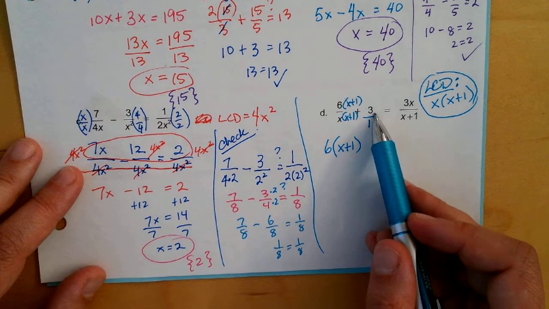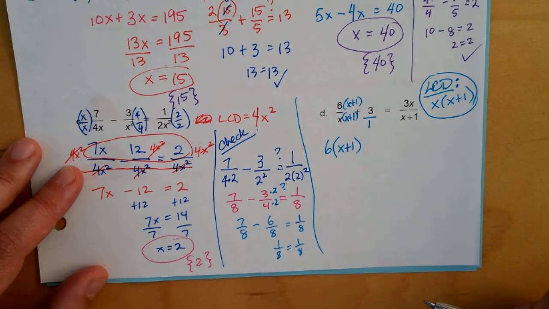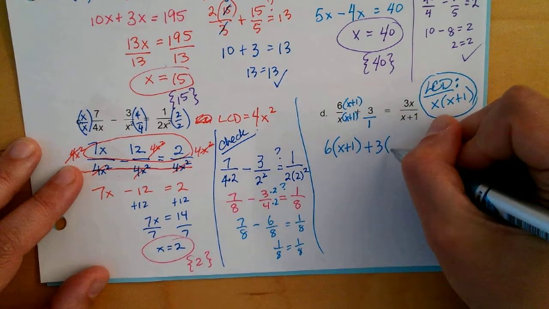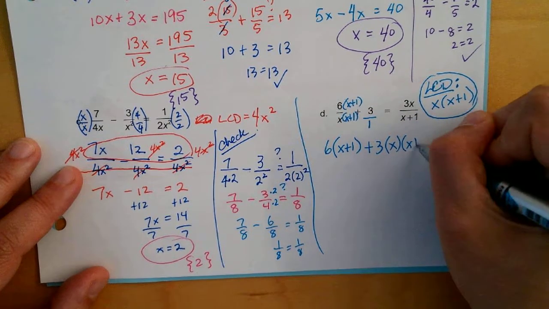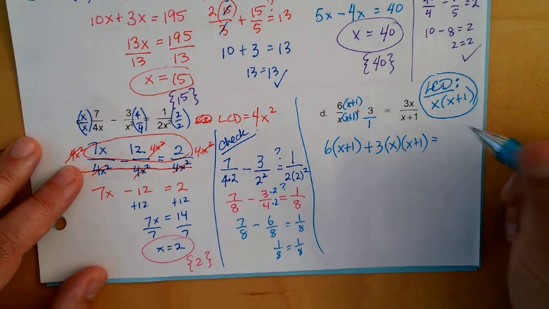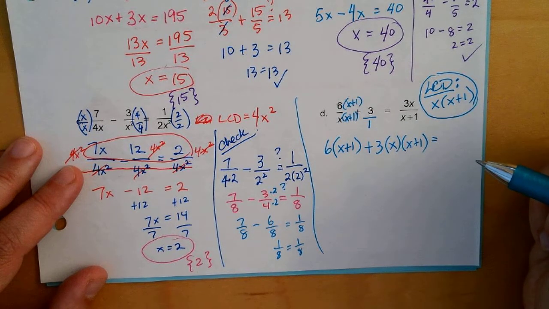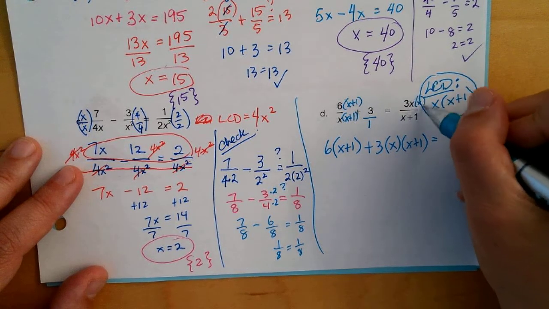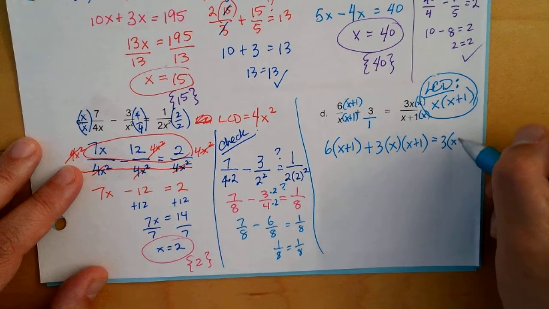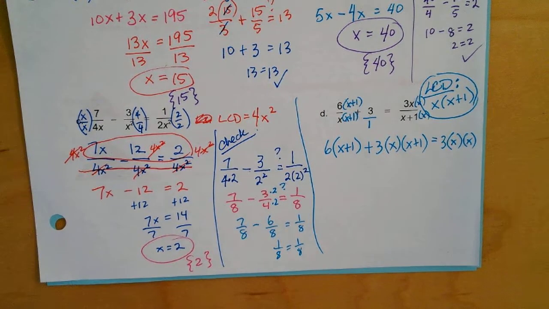What is the 3 over 1 missing from the lowest common denominator? Yeah, plus 3 times x plus 1 equals, what is this one missing from the lowest common denominator? Times x. So I would be multiplying by x over x, and I would have 3x times x. Are you with me on that?